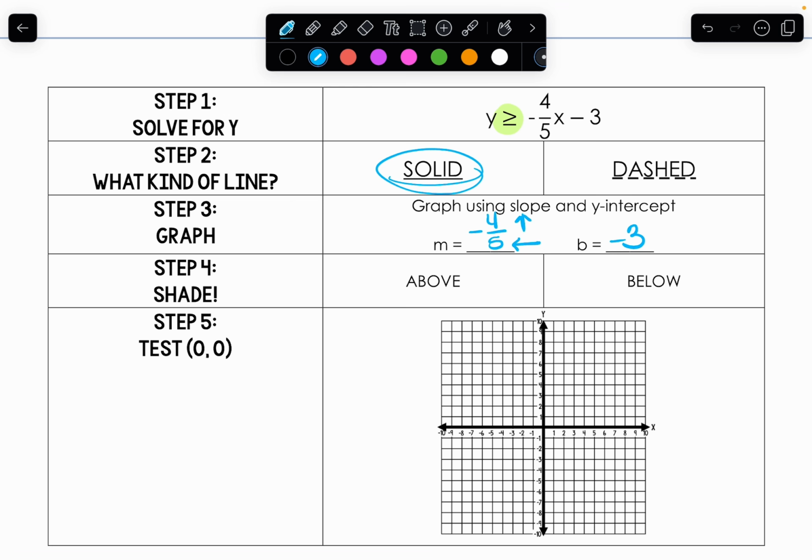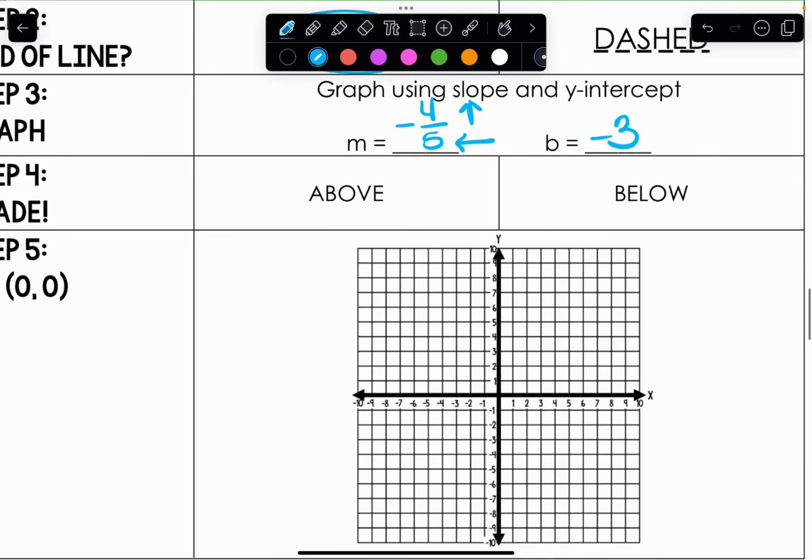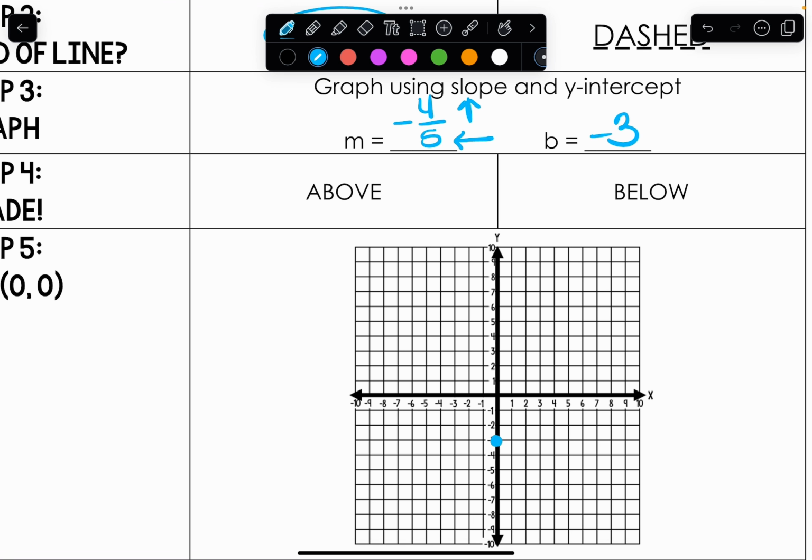Rise over run. Always, always rise, correct? So start at the -3. If I rise 4, left 5, I end up at (-5, 1). Rise 4, left 5. I am at (-10, 5).